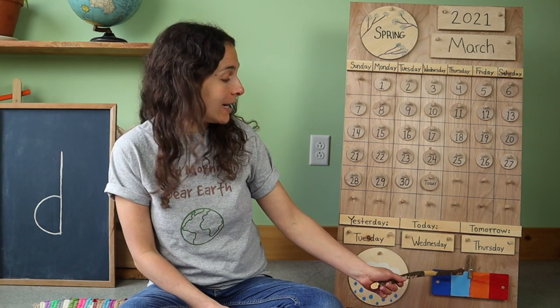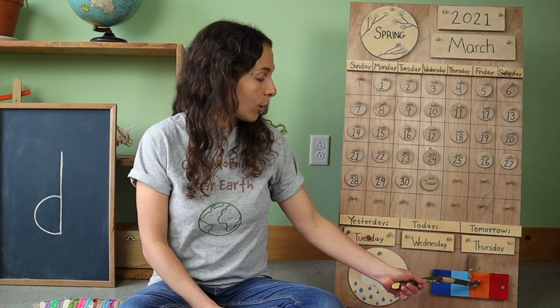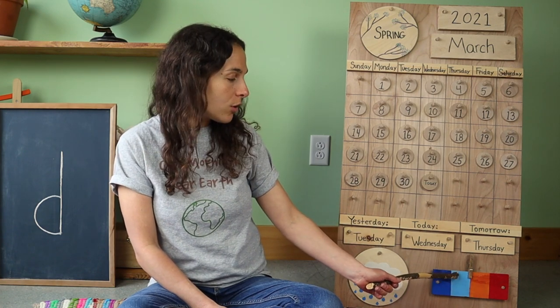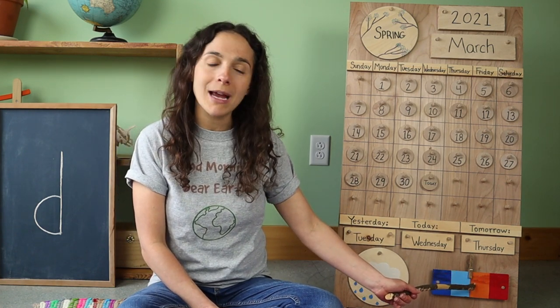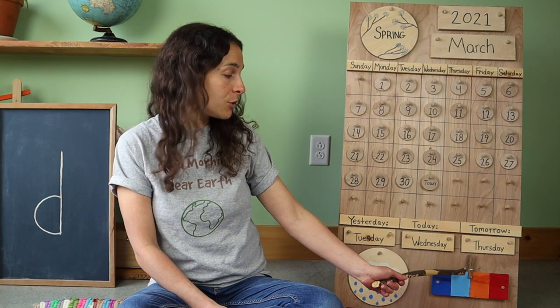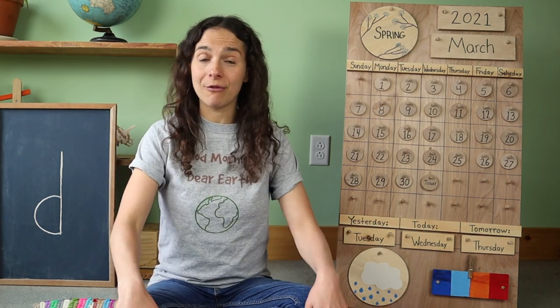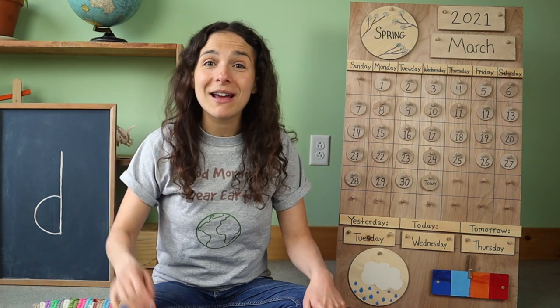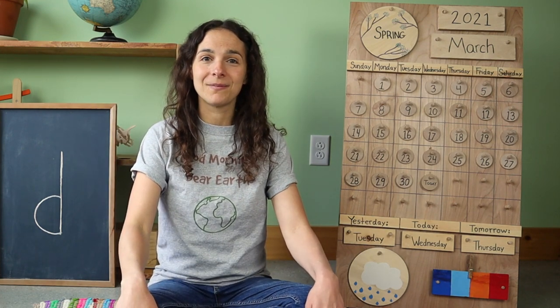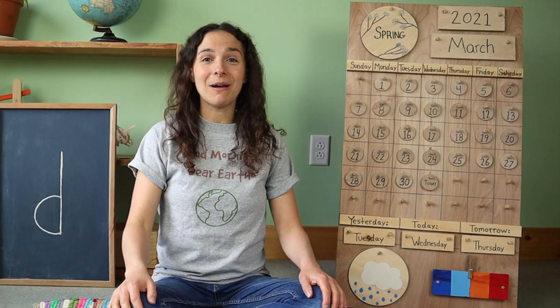Ooh, it's right between light blue and orange. It's not quite cool, but not quite warm yet either. So I put it right between light blue and orange. What's the weather like where you live, friends? Look out your window and let me know what you see. Thanks for sharing the weather with me.